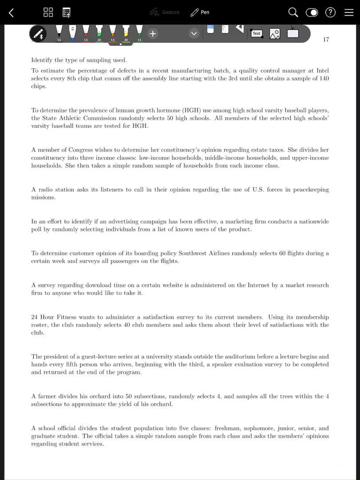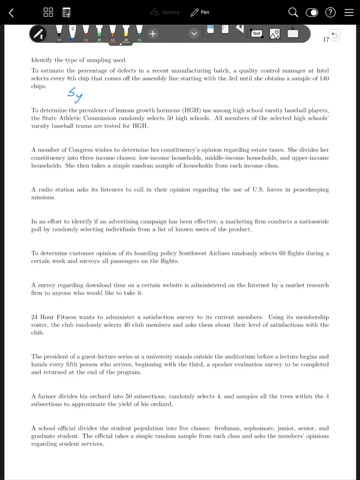The first thing we want to be able to do is make sure we can understand and recognize the difference between these. We'll do a few of these together, and then I'll have you try a few. Identify the type of sampling used. To estimate the percentage of defects in a recent manufacturing batch, a quality control manager at Intel selects every 8th chip that comes off the assembly line, starting with the 3rd, until she obtains a sample of 140 chips.